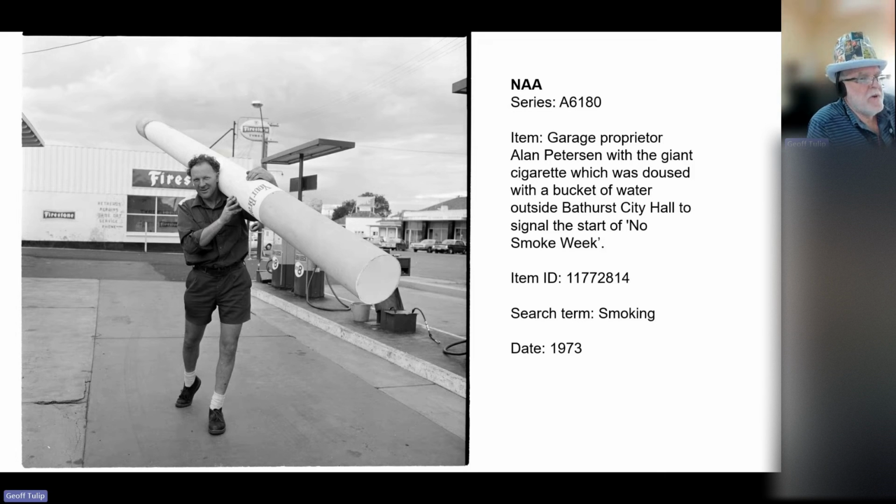Smoking. We all know about smoking. Not vaping, but smoking. Bathurst East Rotary Club organised a No Smoke Week in March 1973 for the Australian Council on Smoking and Health. An estimated 1,000 people, or 1/3 of the city's 3,000 smokers, stopped smoking. The garage proprietor, Alan Peterson, with the giant cigarette which was doused with a bucket of water outside the Bathurst City Hall to signal the start of No Smoke Week. That was pretty good, I reckon.